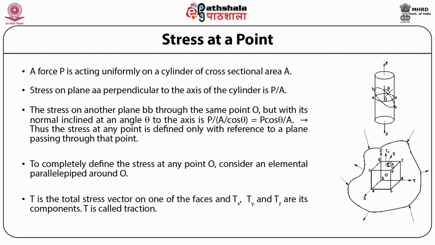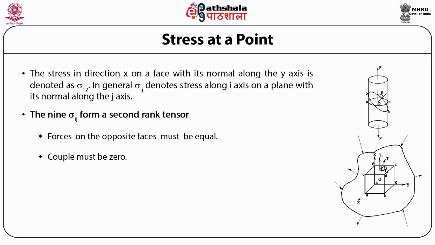If the coordinate axes x, y, z are denoted by 1, 2, 3 respectively, then the stress in direction x on a face with its normal along the y-axis is denoted as sigma 1 2. In the general case, sigma ij denotes a stress in direction i on the plane with its normal along the jth axis. So there are 9 sigma ij forming a second rank tensor, of which only 6 independent sigma ij components exist.